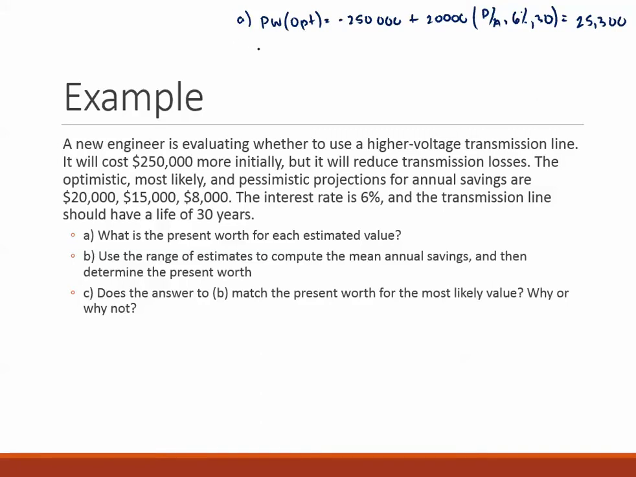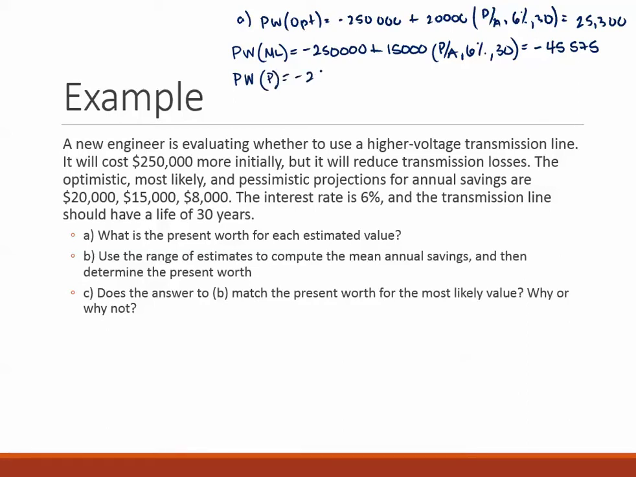Great. Okay, so now let's do the present worth of the most likely. And this is very similar, but the difference is this number 20,000 is now 15,000. And if I do this, it turns out that I go into a very negative number, telling me that this is probably not the best project. Fluctuations in the annual savings will cause major changes here in my decision. So, and guess what happens when it's pessimistic? Well, clearly this is going to end up being something terrible.